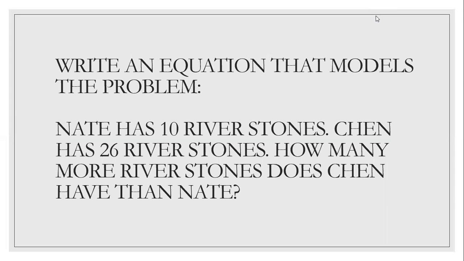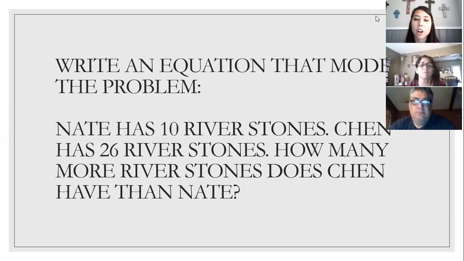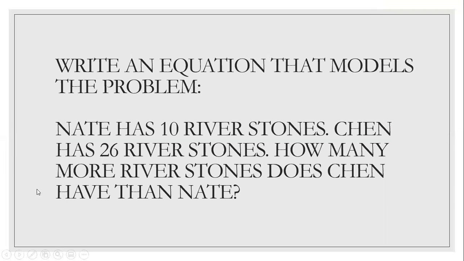So the next one says, write an equation that models the problem. It says, Nate has 10 river stones. Chin has 26 river stones. How many more river stones does Chin have than Nate? So the first thing we always do is we look at the numbers and what they represent. So this number is 10, and it represents 10 river stones. And then it says Chin has 26 river stones.